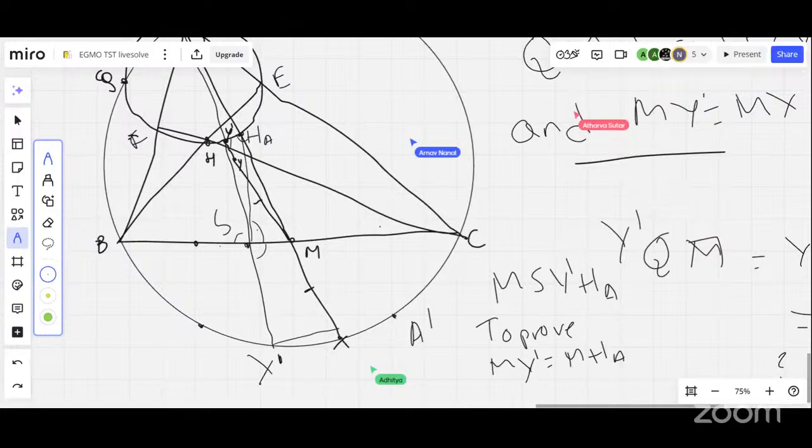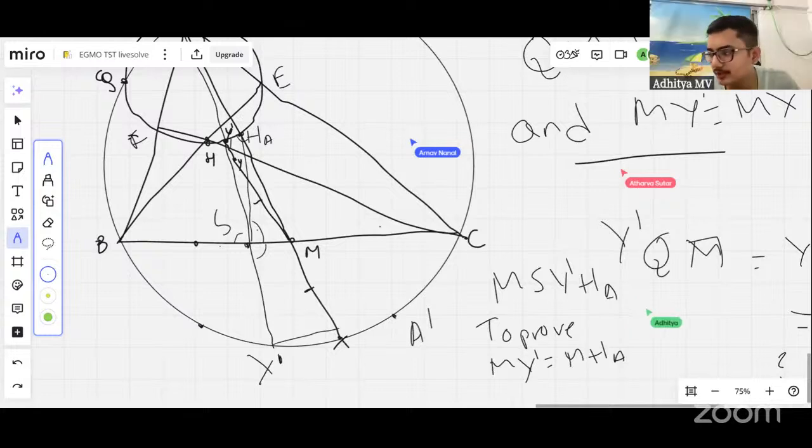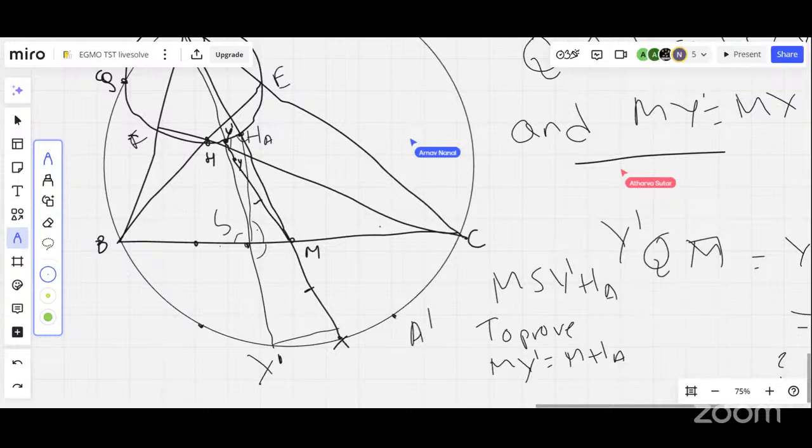So Y dash should also satisfy this. Yeah, that is why I was actually a bit like, oh, should have introduced X dash at the very start, because that is the point we introduced at the very end. But yeah. Like Aditya, when you just saw the problem, you just introduced X dash. Yeah. Nice.